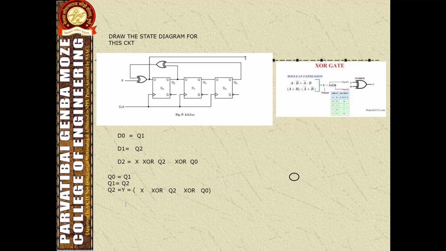Whatever possible inputs should be given, after that we have to draw the state diagram. So let's first see the excitation table. It has the output combination Q2, Q1 and Q0, and after that X is an input. There are two conditions: X may be a high signal and X may be a low signal. We have considered both here. Then whatever outputs are available, for this condition we have given like this.